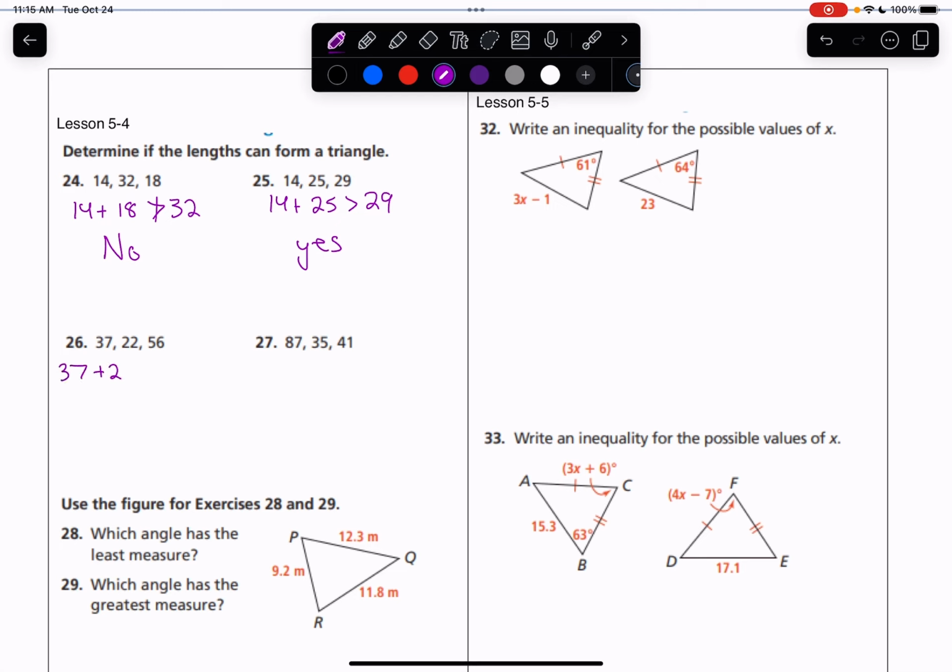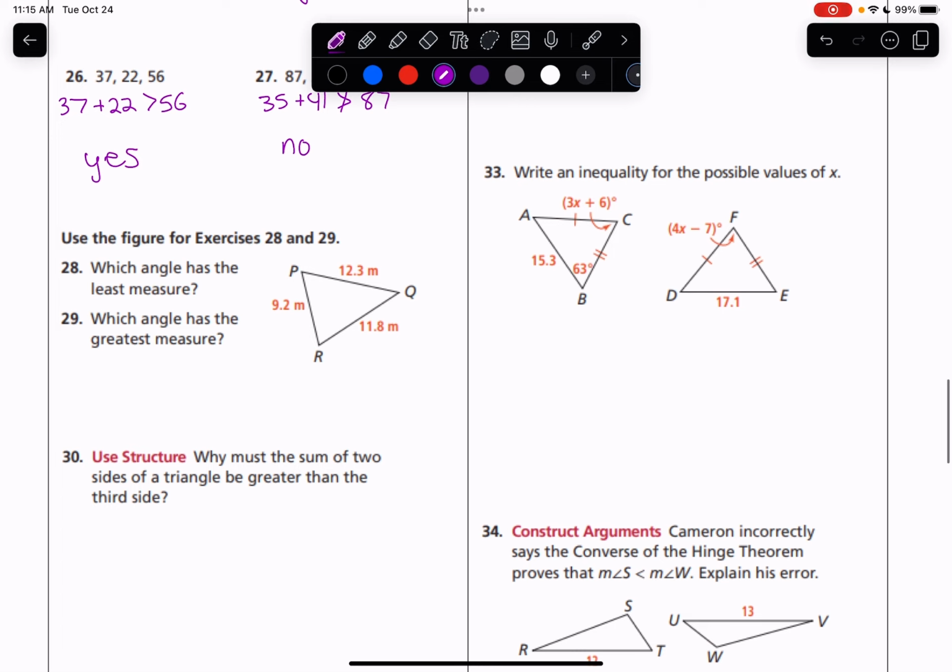37 plus 22 is more than 56, so that can form a triangle. 35 plus 41 is not more than 87, so that cannot form a triangle. Down here, which angle has the least measure? It's going to be the one across from the smallest side, so that is angle Q, which is across from the 9.2 meter side. Which angle has the greatest measure? It's going to be opposite of the longest side. So that's going to be angle R, which is opposite of the 12.3 meter side.